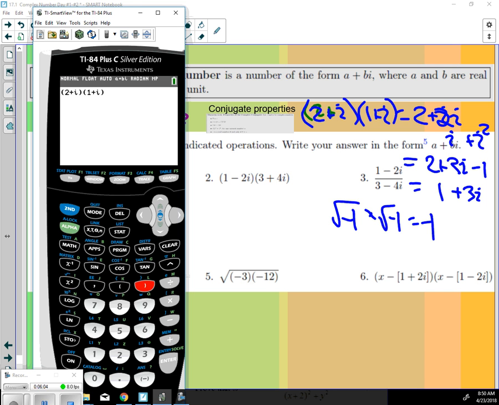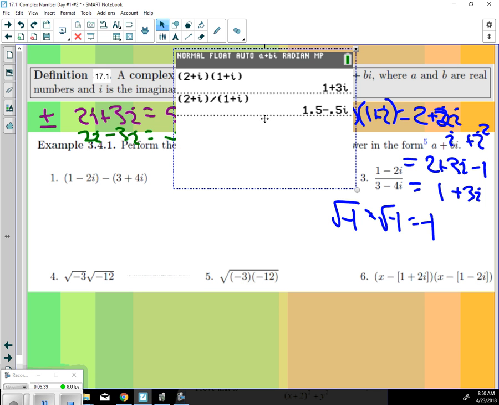And enter. How awesome is that? Isn't that great? Oh, let's see if you can divide. Parenthesis 2 plus i, and we're going to divide by 1 plus i. And let's see what you get. Ooh, 1.5 minus 0.5i. Well, that looks kind of weird.